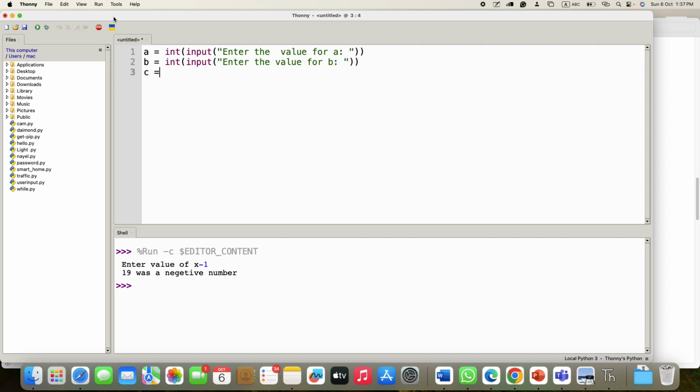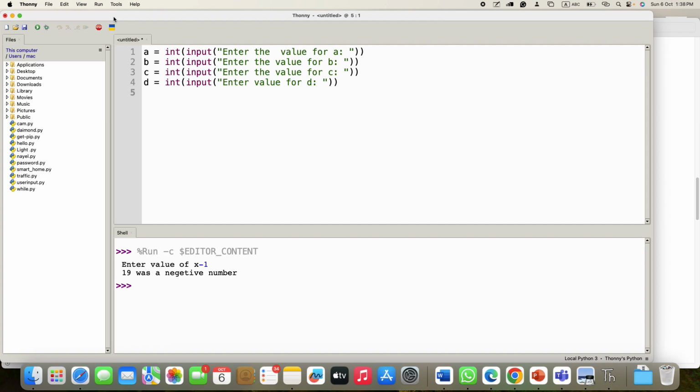And then c is integer, enter the value for c. Here we go. Nice and easy. And then d is integer input and I say enter value for d. We can carry on like this, before it's weekend we'll finish it hopefully. A, B, C, D, and that's it.